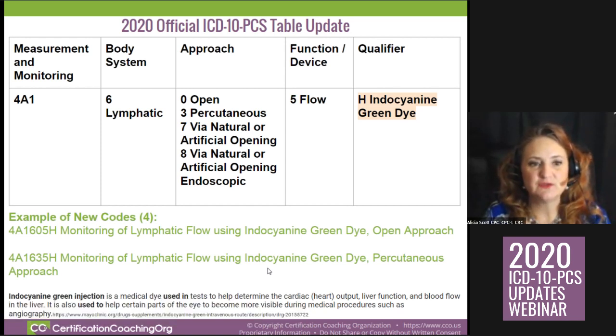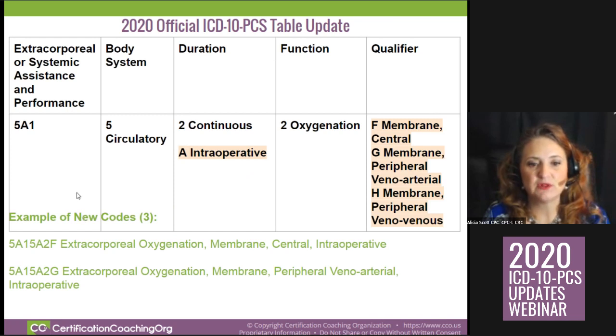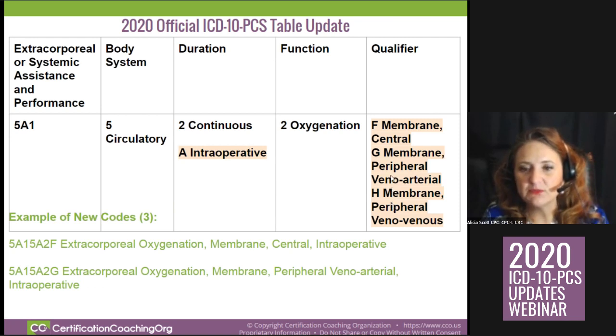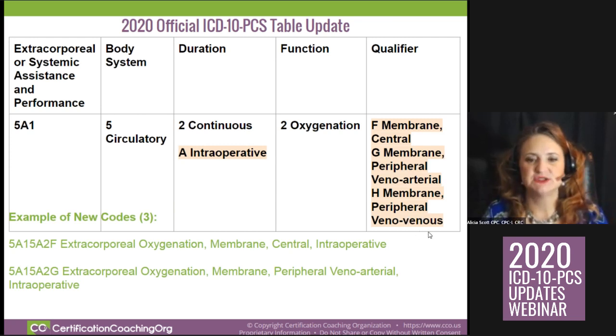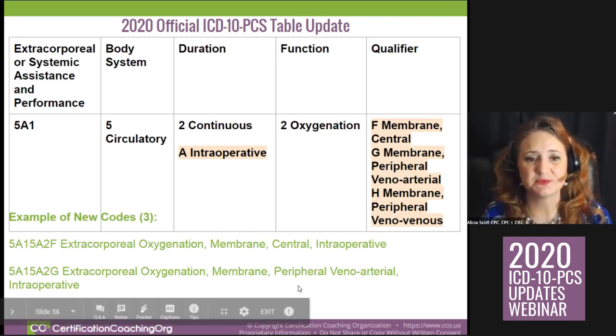They added intraoperative if we're now going to do an extracorporeal oxygenation. It was continuous, but now they've done intraoperative. And if they added intraoperative, the qualifier is, how are we going to do this? Membrane, central, peripheral, let's see, membrane, peripheral, veno-arterial, membrane, peripheral, veno-venous. So again, we were giving oxygen and intraoperative, and we can classify that. Why are we doing that? We need that for statistical purposes, honestly.